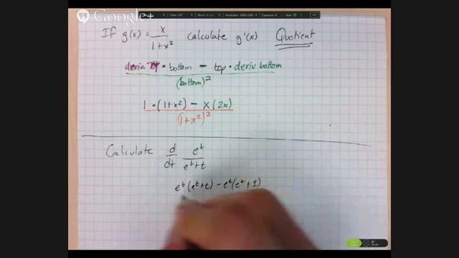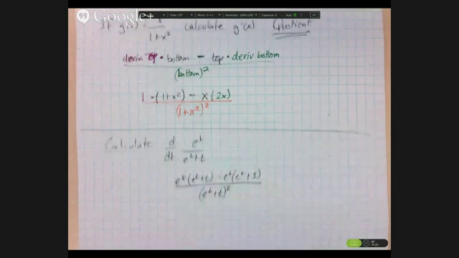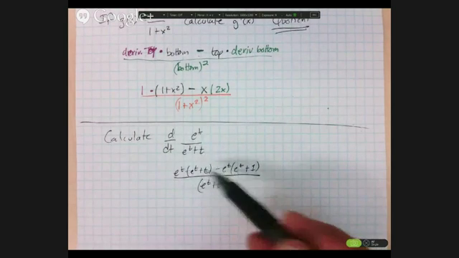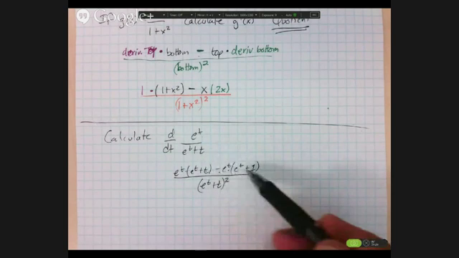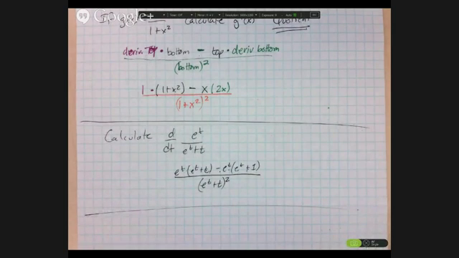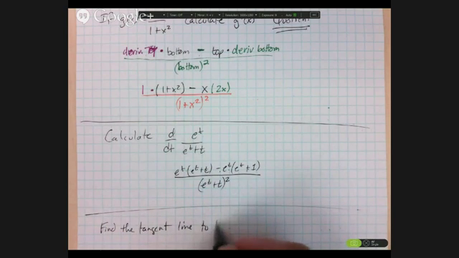There's the box right now. If that's your answer, it's correct. You don't take the derivative here. Derivative of the top, copy bottom, minus copy top, derivative of the bottom, over bottom squared. Yeah, trust me. Okay, here's your test. Find the tangent line.